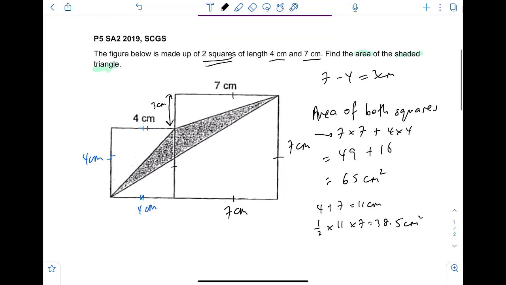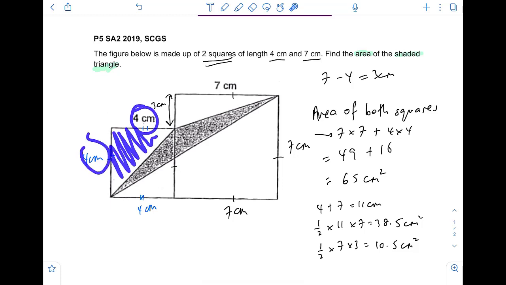Okay, and then not forgetting the other 2 unshaded ones is on here. Half times 7 times 3. 10.5. And the final unshaded one we need is here. Okay, that will be half times 4 times 4. That will be 8 square cm.